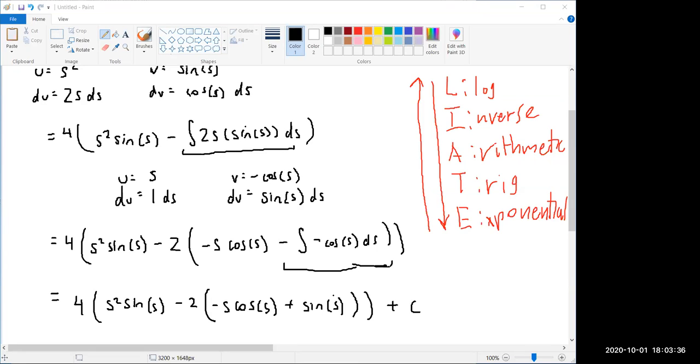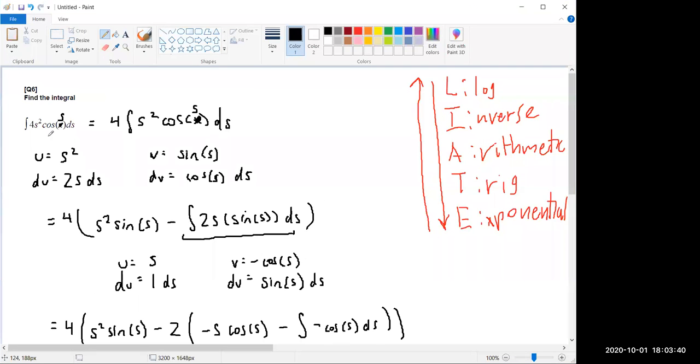Yeah, there was a typo. The question said cosine of x, but it was only cosine of s. Yeah.